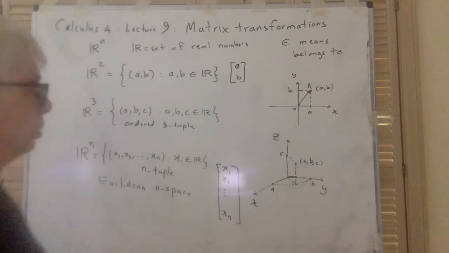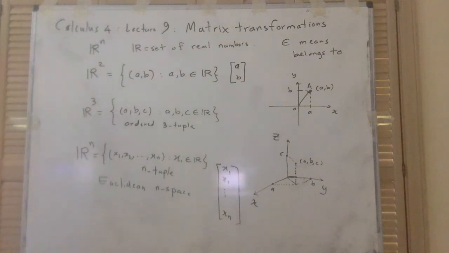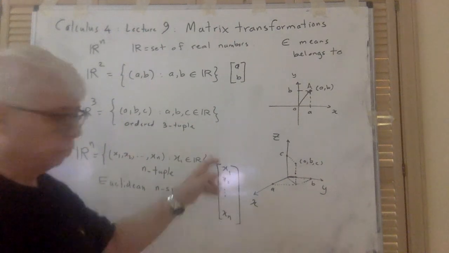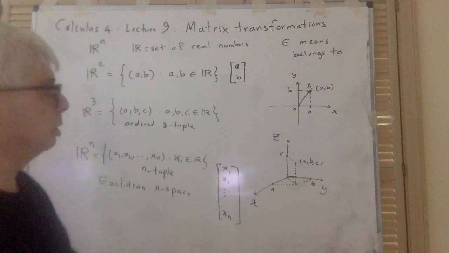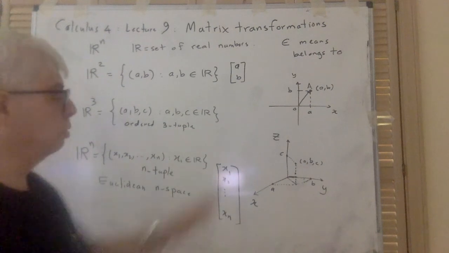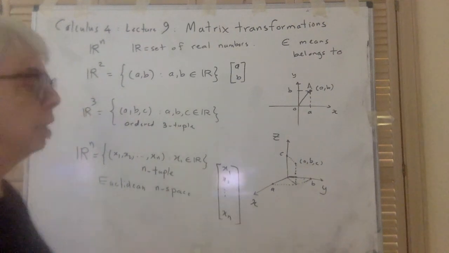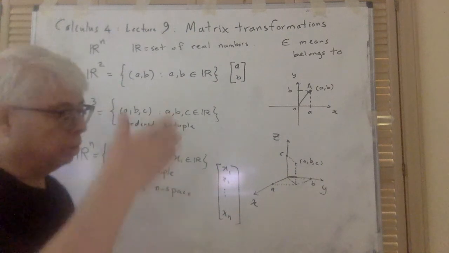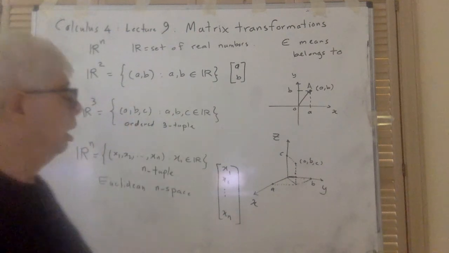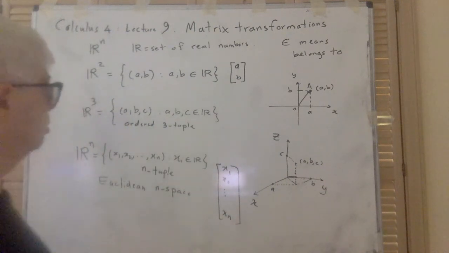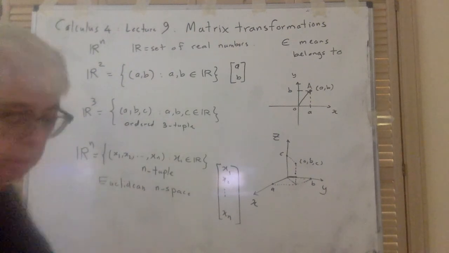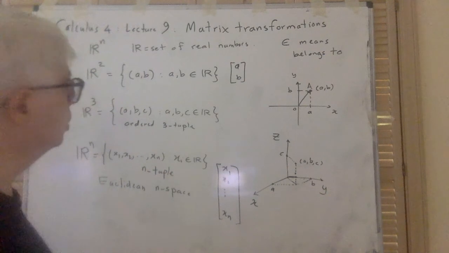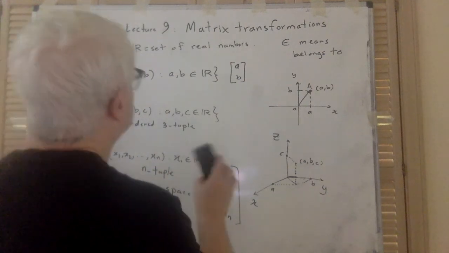Well, you have seen this thing. When I discussed systems of linear equations, that was a vector of unknowns, and you have seen the right-hand side as a vector b1, b2, and so on. Anyway, let me start something else.